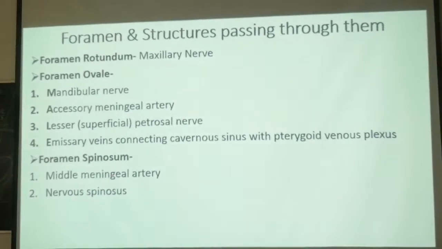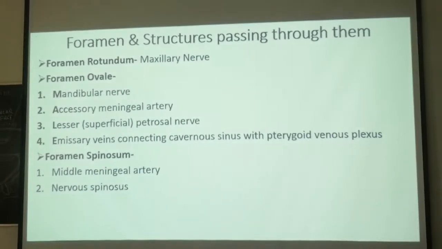Then foramen ovale. Foramen ovale gives passage to the MALE structures. You can remember it like a mnemonic. M-A-L-E. M is the mandibular nerve. A is the accessory meningeal artery. Then L is the lesser or superficial petrosal nerve, and E is emissary veins connecting the cavernous sinus with the pterygoid venous plexus. Next is foramen spinosum. It gives passage to the middle meningeal artery and the nervus spinosus.